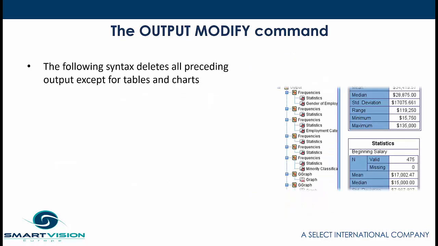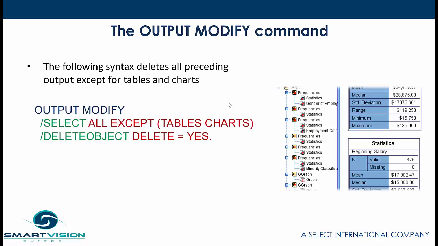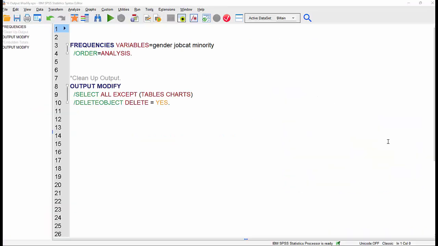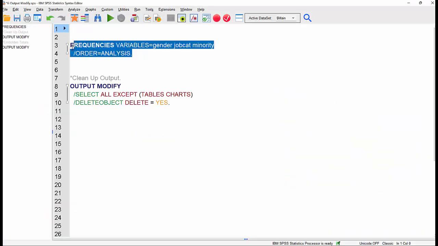The following syntax, for example, deletes all preceding output except for tables and charts. So it will get rid of titles, it will get rid of warnings, it will get rid of everything else apart from something which is either a tabular piece of output or a graphical piece of output in the form of a chart. And just to illustrate that, I'm just going to create some output here in a blank output viewer.